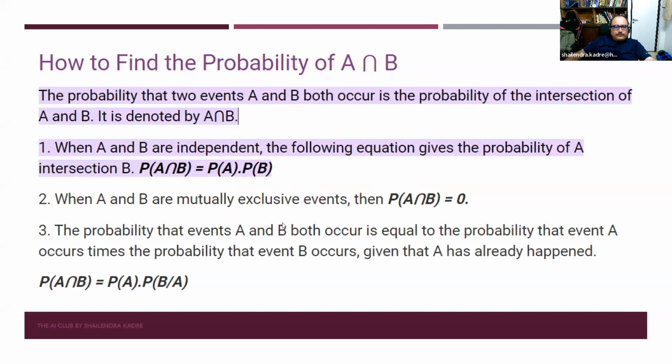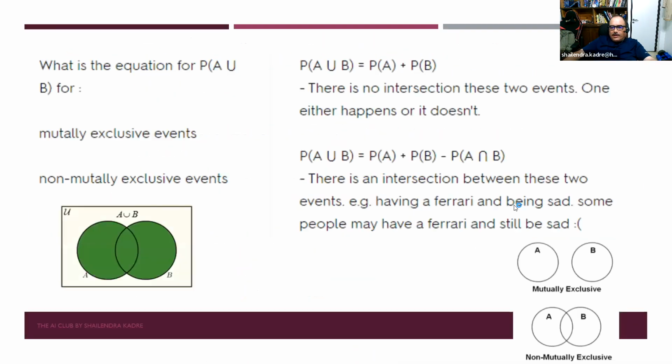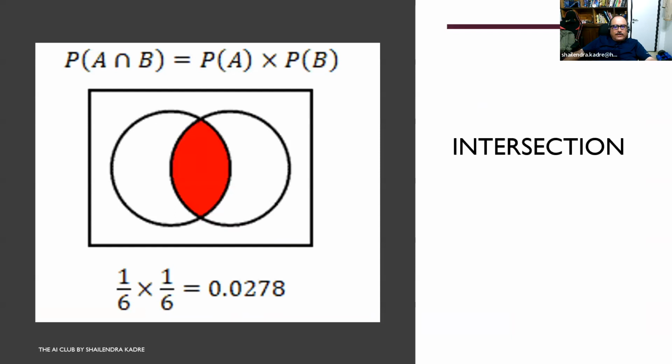Like we saw already, when A and B are mutually exclusive, meaning nothing common, A intersection B will be 0. Like you see in the figure on the right-hand bottom corner, the circles A and B are denoting mutually exclusive events. So for such events, A intersection B will be 0.